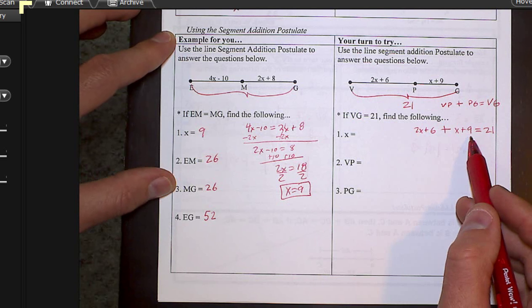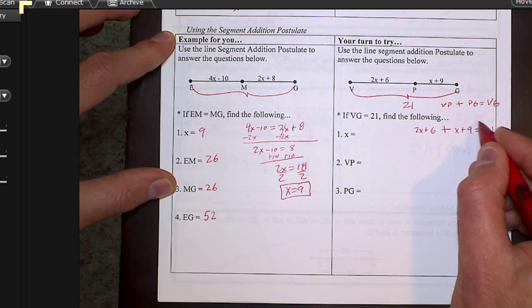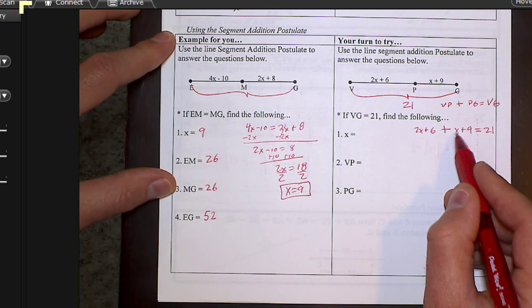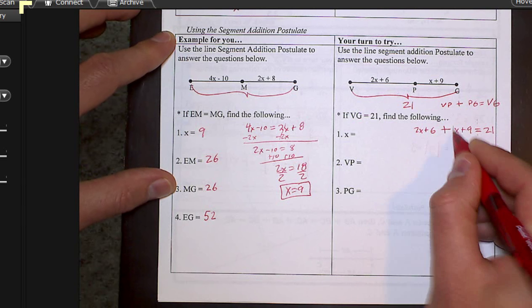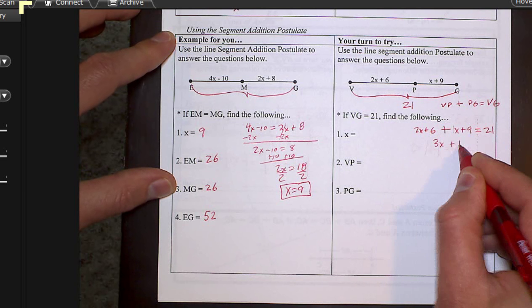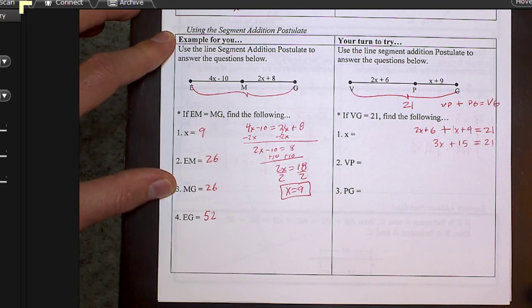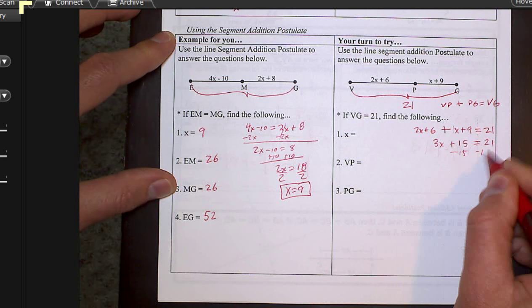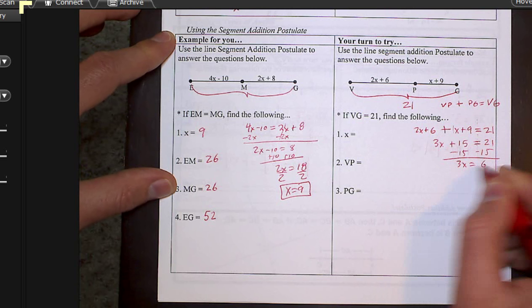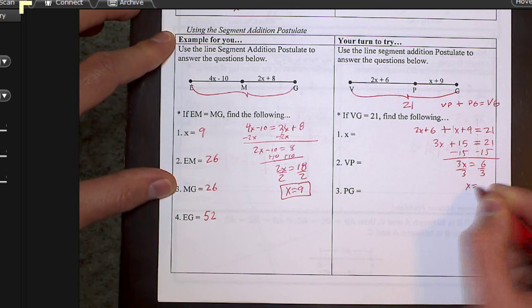Now you have x's on the same side of the equal sign. I always used to put a dotted line here. That's like the wall, right? So these are on the same side of the wall, so you just add like terms. There's really a 1 there, so you have 3x. 6 and 9 added together make 15, and you have 21 there. Subtract 15 from both sides. You get 3x equals 6. Divide both sides by 3, and you should get 6 divided by 3 being 2.